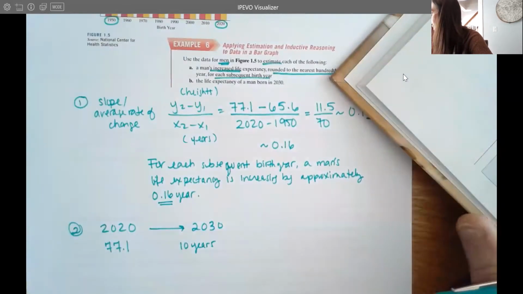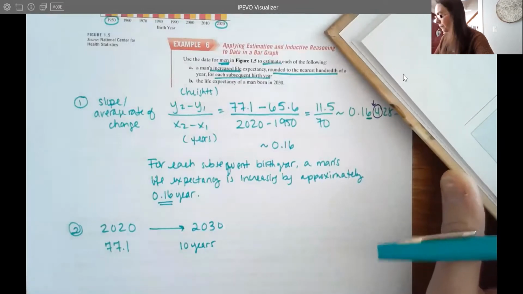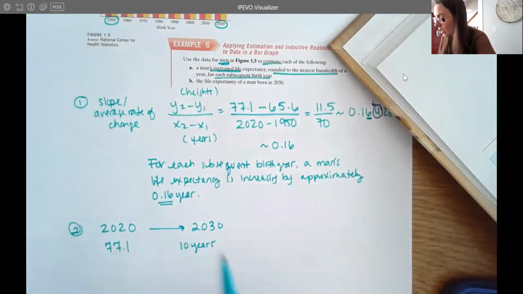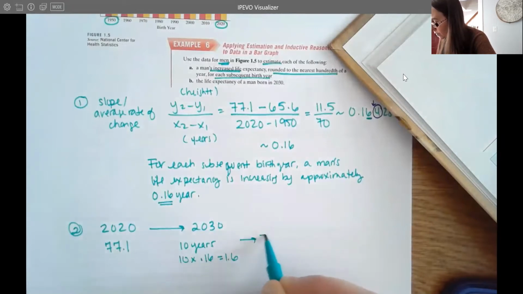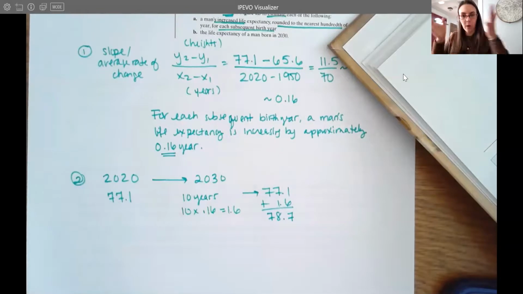So what I can do there is use that idea to find that change. And this is just one way to do it. So 10 years times 0.16 is going to give us 1.6. So 77.1 plus 1.6 is going to give us about 78.7. So this is the way that I would do it. I would think more about that change, but you don't have to do it that way.